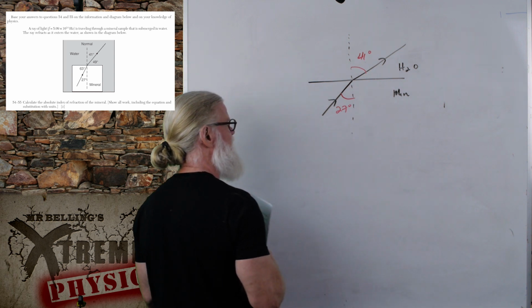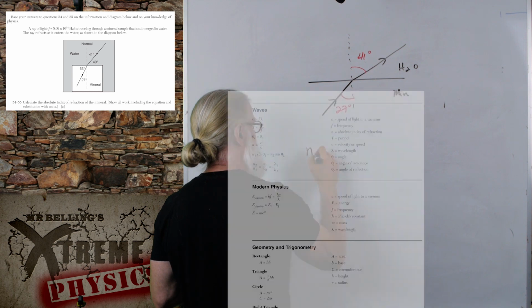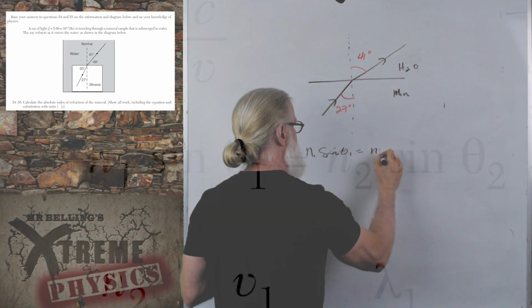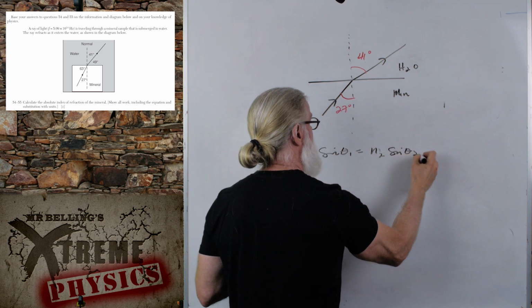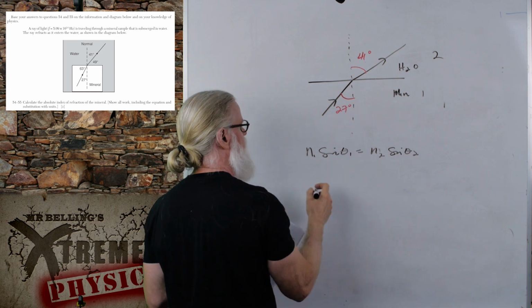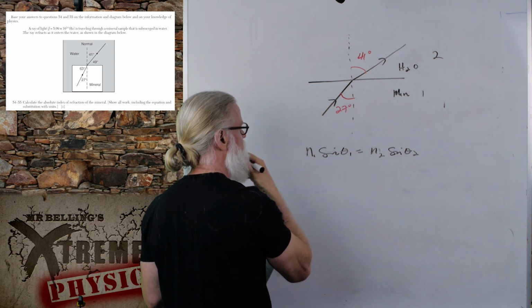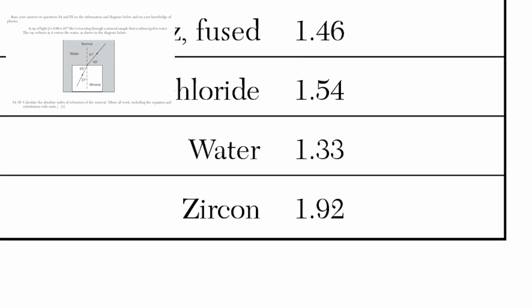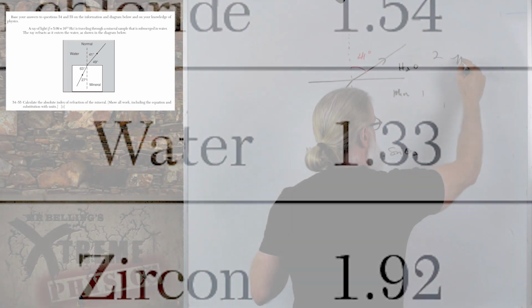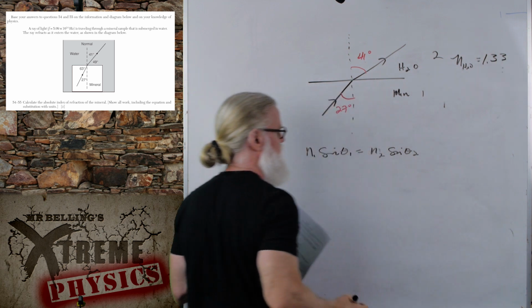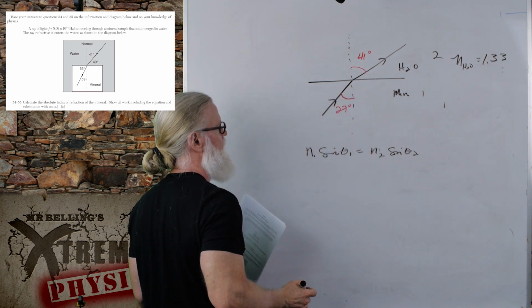So I think we're going to use Snell's law. That says n1 sine of theta 1 equals n2 sine of theta 2. To make your life easier, why don't we label these as 1 and 2? So here we go. And we can look up the index of refraction of water in the Regents reference data, H2O. I believe that's 1.33. I hope it is, because I'm not going to look it up.